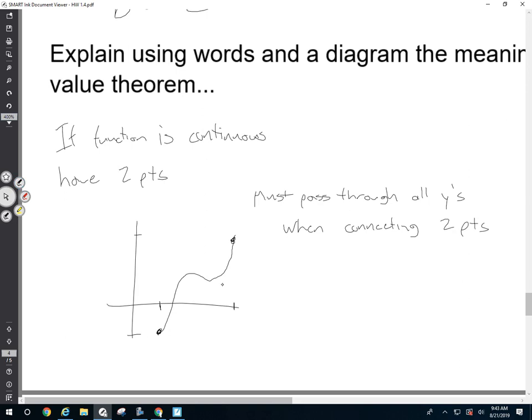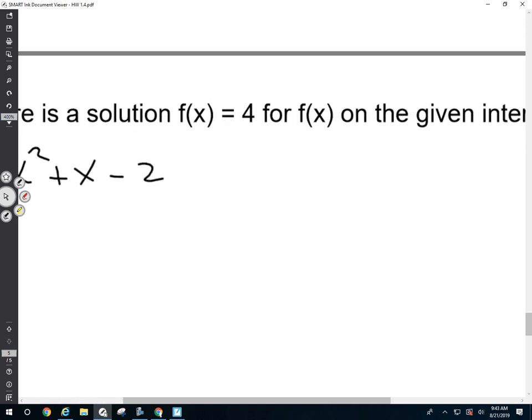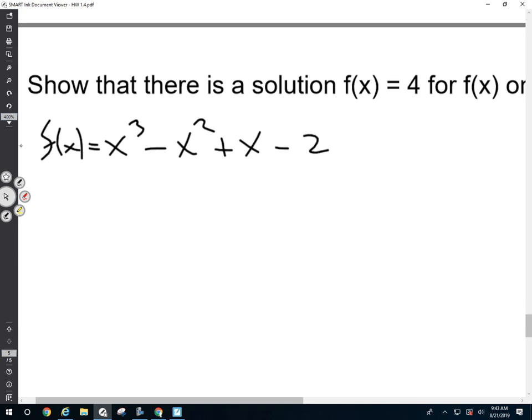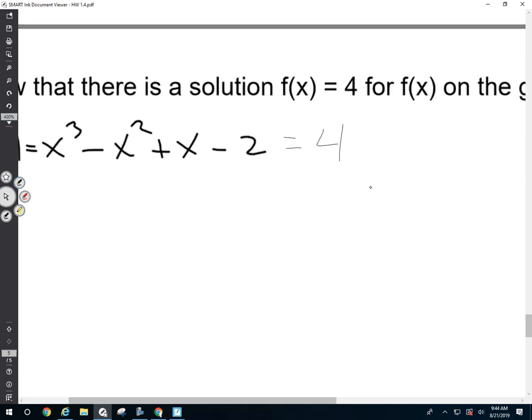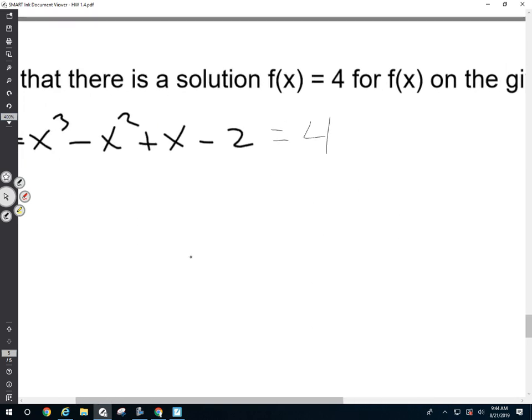Okay? It is this theorem that will help us show that there are solutions for certain equations, like this function equal to 4. Now, if I try to solve this equation, I'm not going to have a good time. This is not something that is solvable by hand. We can use our calculator to solve it. But I just want to show that there is a solution somewhere between 0 and 3.